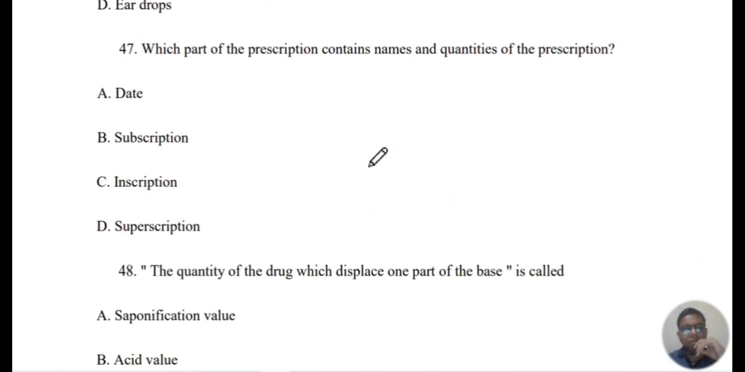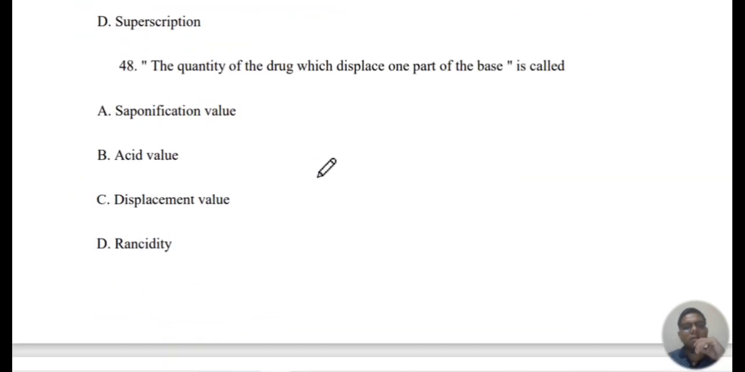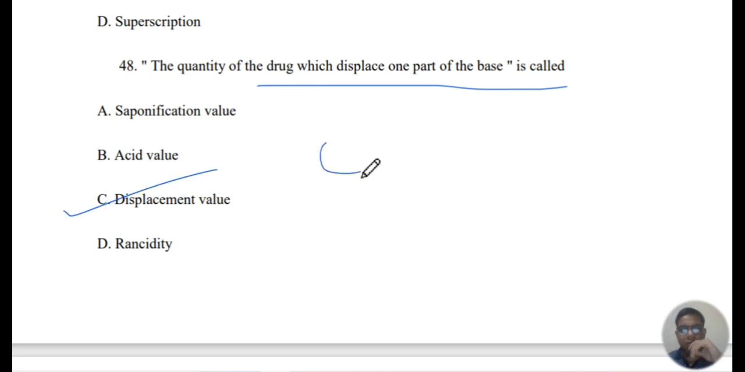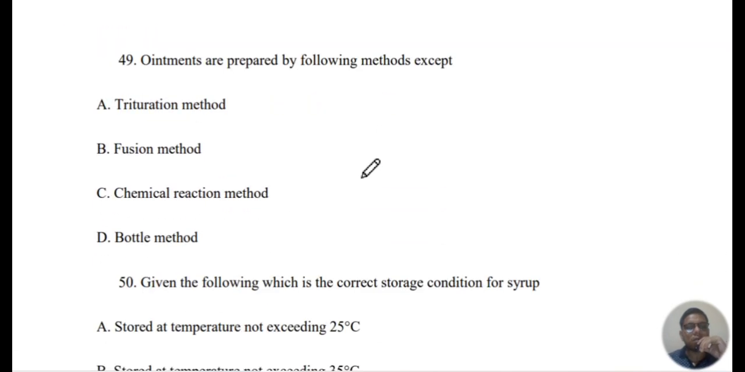Next is 47 question number. Which part of the prescription contain names and quantities of the prescription? The answer is C. Inscription. The answer is C. Inscription. Next is 48 question number. The quantity of the drug which displaces one part of the base is called, the answer is C. Displacement value. The answer is C. Displacement value. Next is 49 question number.